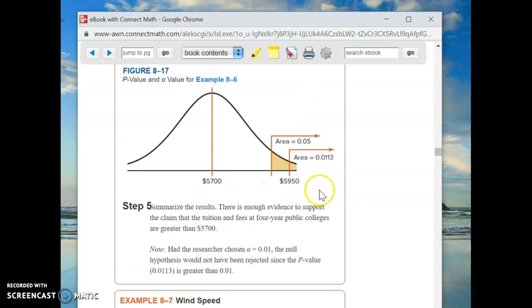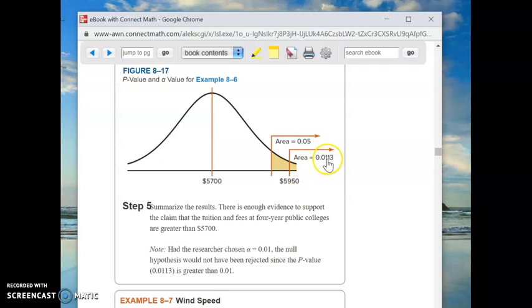Now, here's the kicker, though. This is what makes you crazy. Okay. Suppose the researcher had chosen alpha equal to 0.01. So 0.01 would be right here to the right, just a little tiny bit. It'd be right here. And what he was saying is, I only want to be wrong 1% of the time.